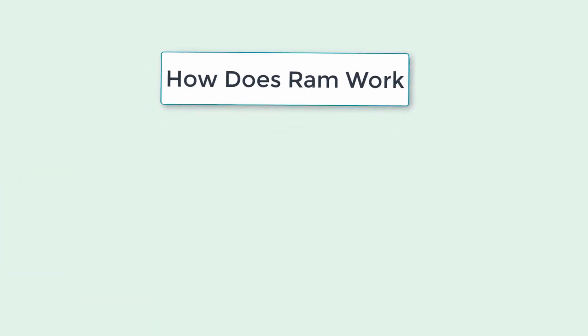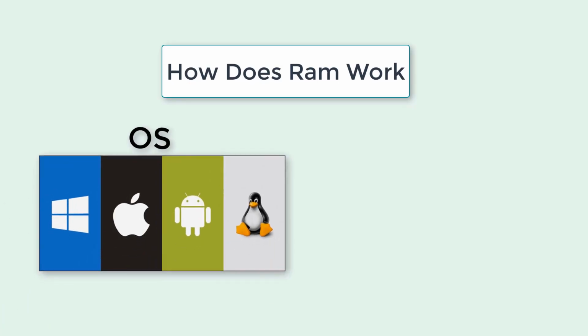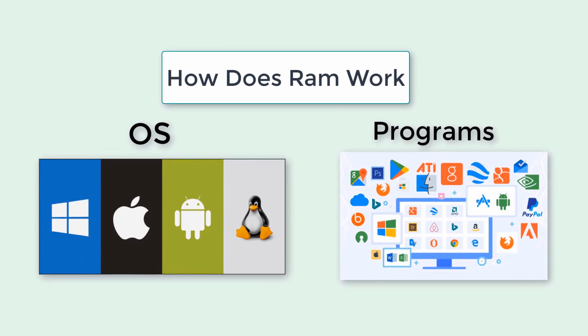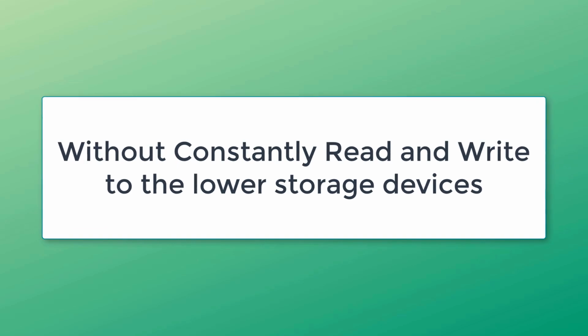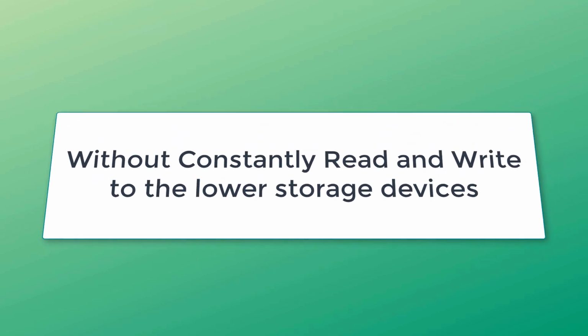So, how does RAM work? When you turn on your computer, the operating system and applications are loaded in the RAM. This allows the computer to access the data and information quickly, without constantly reading and writing to the slower storage devices. The more RAM you have, the more data that the computer can store and access quickly.